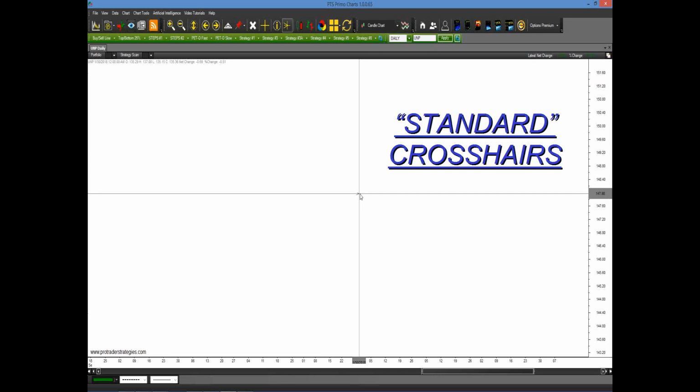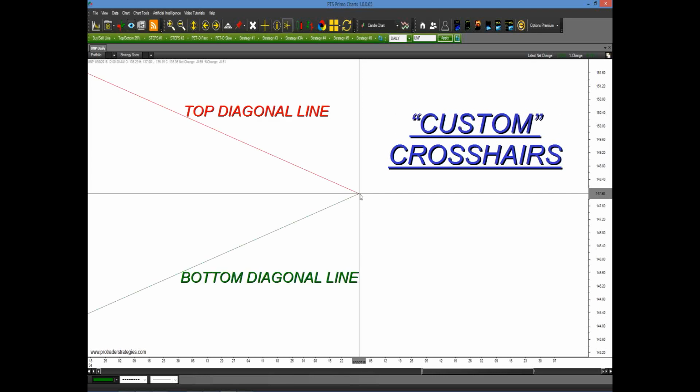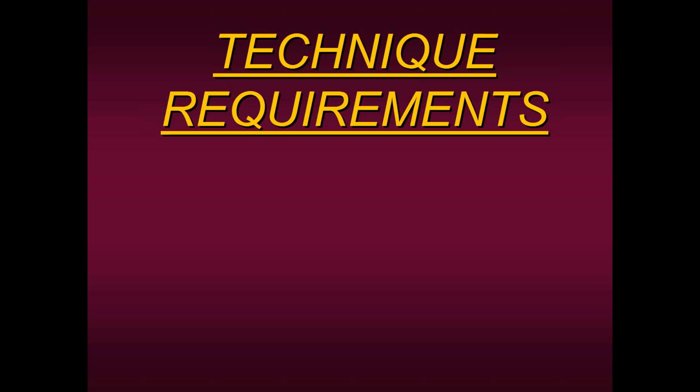What we've done is take it up a step, and we've added two more diagonal lines, the top red diagonal line and the bottom green diagonal line, and they're going to help us determine the strength of trend. So this is our custom crosshair feature, our strength of trend tool. Now, in order to apply it, you have to know how to use it properly. So here are the requirements for this specific technique. We're going to need just two indicators.